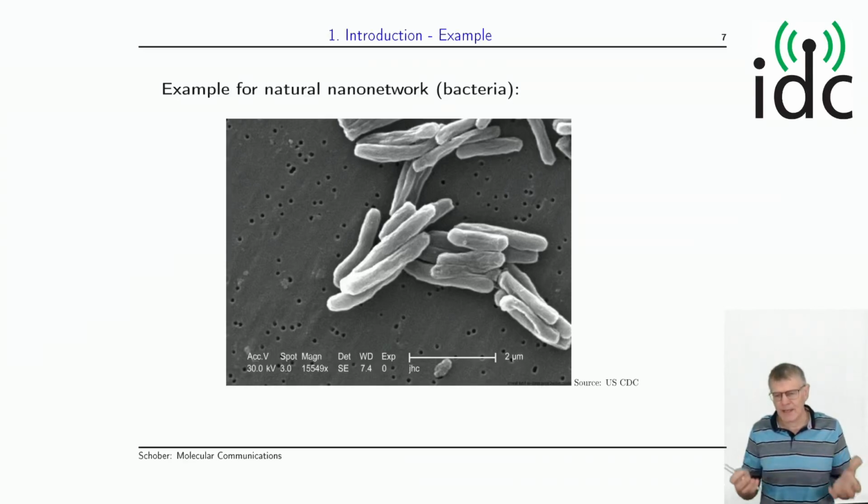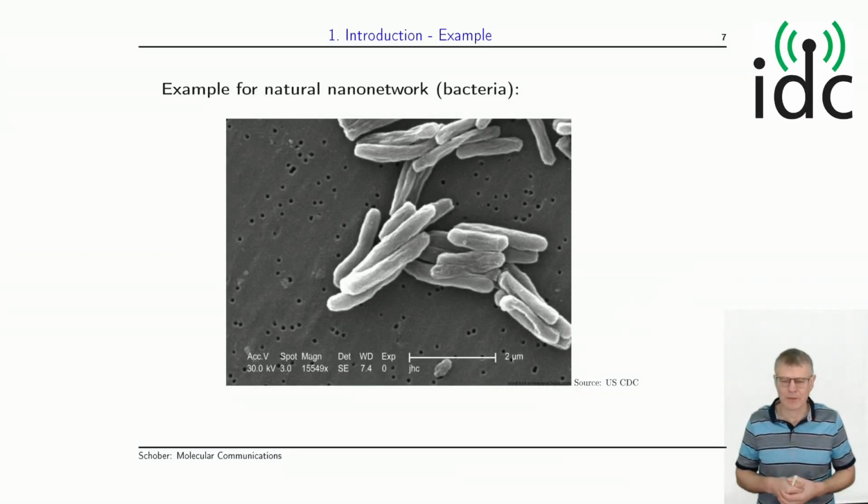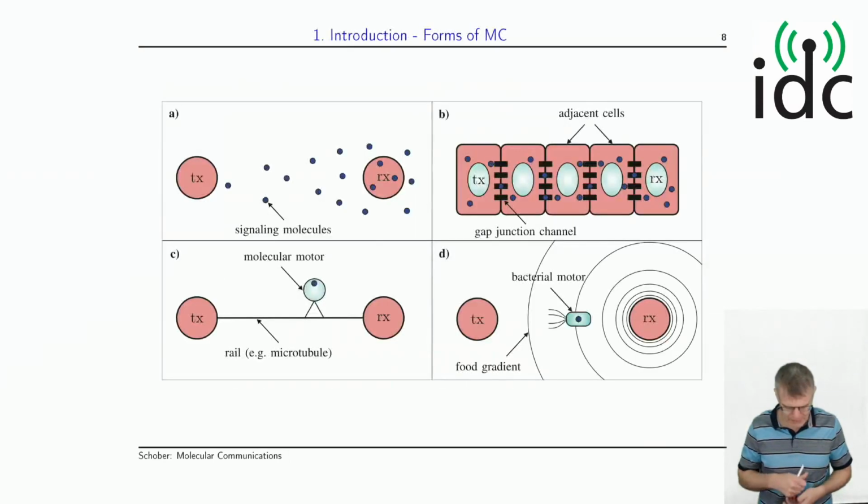Now, if there are many autoinducers in the environment, then of course this means that there must be many bacteria that release them, and the individual bacterium will detect many autoinducers and then deduce from this, okay, there are many of us and it's time to change the behavior. On the other hand, if there are few bacteria, then there will be few autoinducers in the environment, and the individual bacterium will also detect only few autoinducers and not change the behavior. So this is one example of many examples for molecular communication in nature.